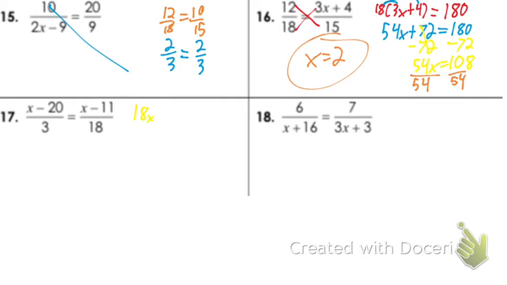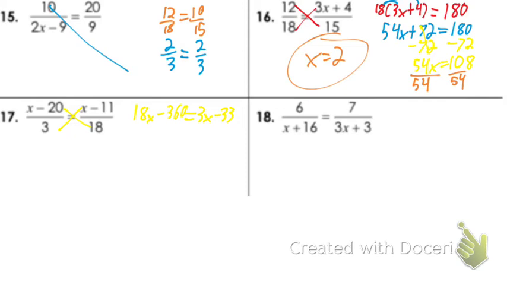Okay, to get that, Gregory, real quick, I'll recap what Gregory did there. Gregory did 18 times X and 18 times negative 20 to get 18X minus 360, okay? Very good. And Gregory did the same thing on the other side. 3 times x is 3x, and 3 times negative 11 is negative 33. Gregory went ahead and just did that distributing at the same time he wrote it down. Questions on the setup? No.